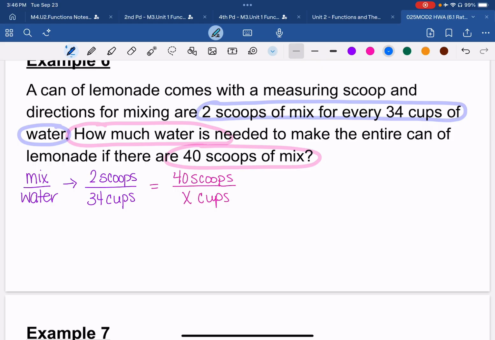So I'm going to cross multiply. 2x equals 34 times 40. So 1360. I'm going to divide by 2. So x equals 680. So what that means is I'm going to need 680 cups of water.